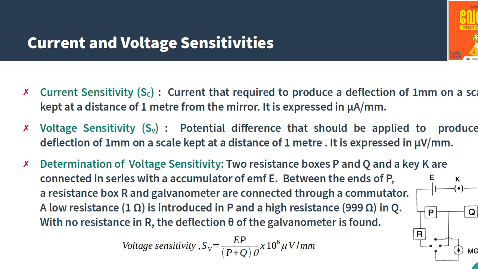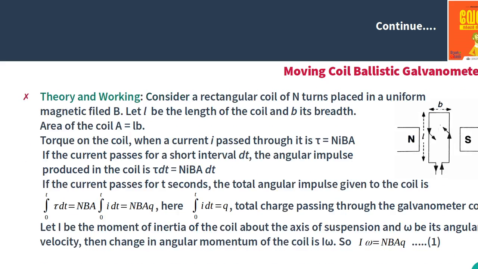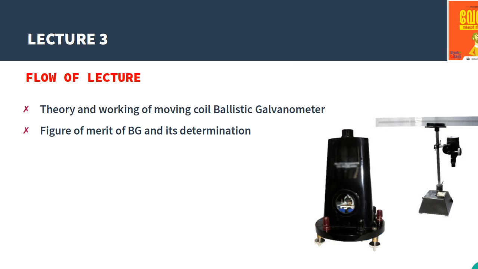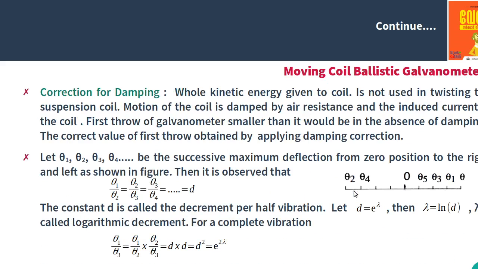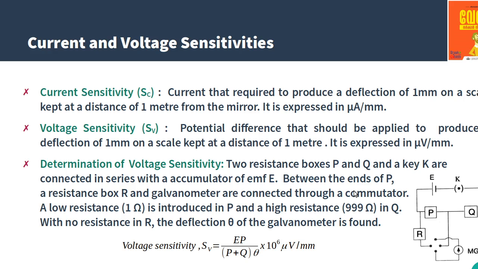I think you remember that arrangement. Otherwise we can go back and check it. Here is that arrangement. If this scale is kept at a distance of 1 meter from this arrangement, and it produces a 1 mm deflection, how much current is needed to produce a 1 mm deflection on this scale, which is kept at 1 meter from this mirror? That current is the current sensitivity of that particular galvanometer.